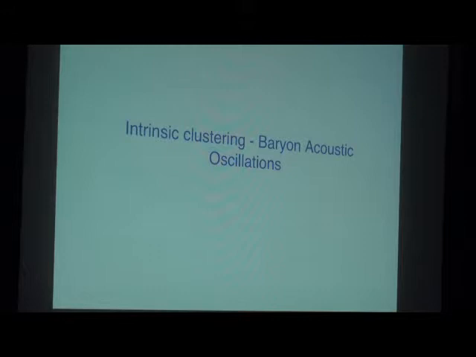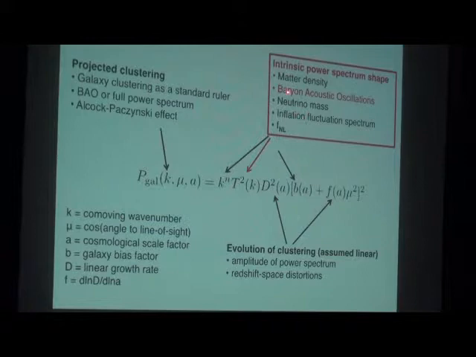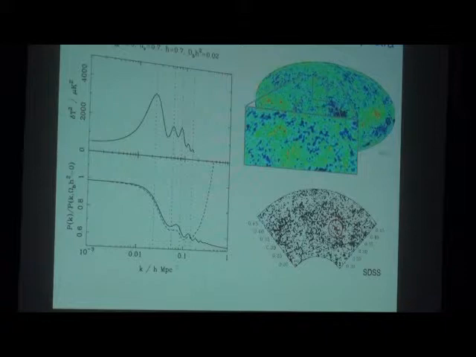So now back in this equation, we're now talking about this term here. We're talking about something that happens in the transfer function. What I'm going to talk about is very similar to the effects that also give you the acoustic peaks in the cosmic microwave background. In fact, here's a plot of a model CMB power spectrum compared to a model large-scale structure matter power spectrum. The large-scale structure matter power spectrum has been divided by a smooth model just to highlight features.